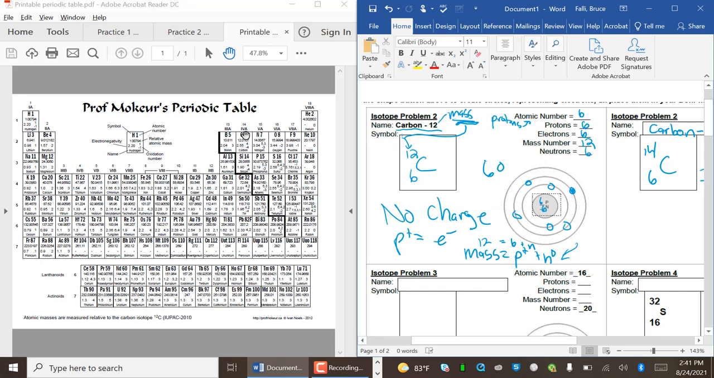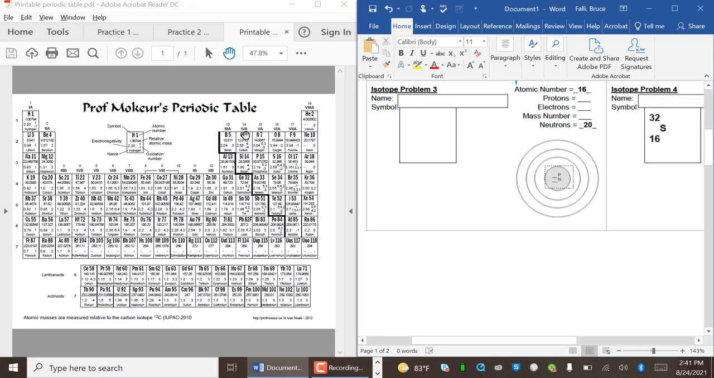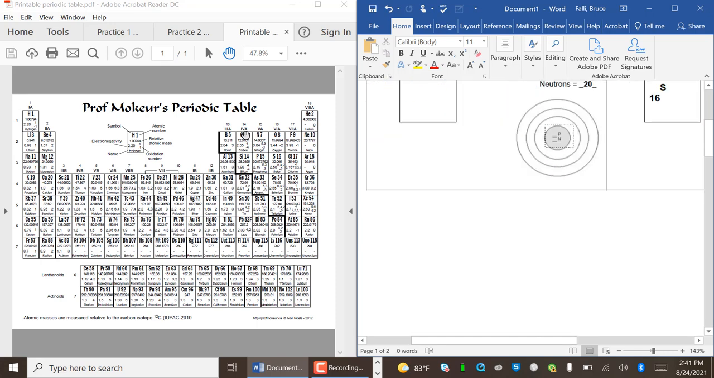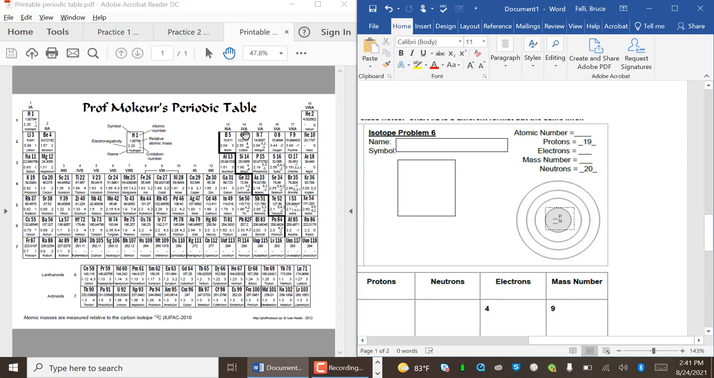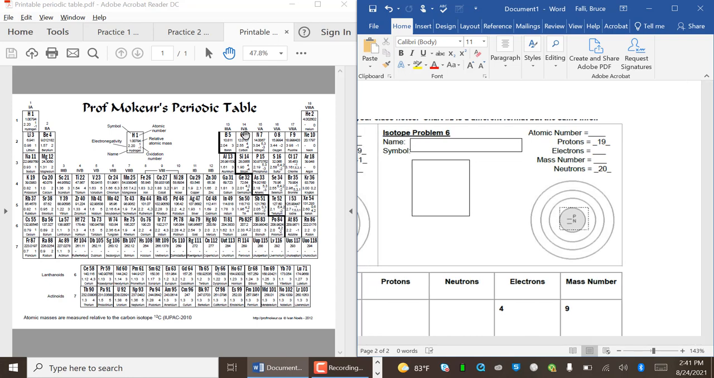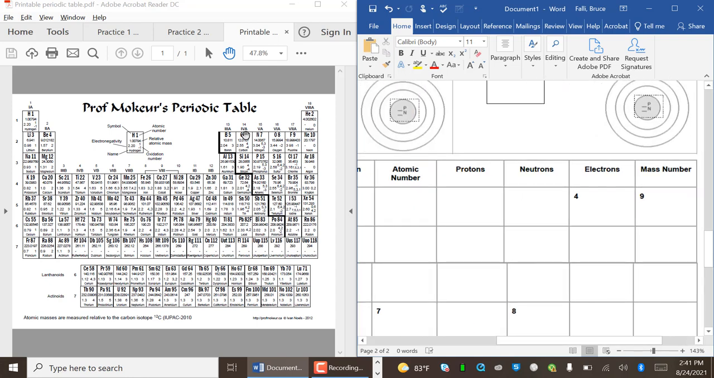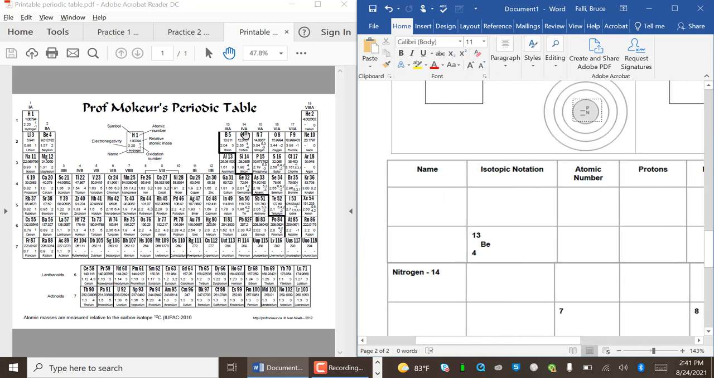All right, problem 3. Well, you know what? I'm going to skip this one. I'm going to go down to these. So here we go. I'm going to go all the way down to here. We saw how to do that.